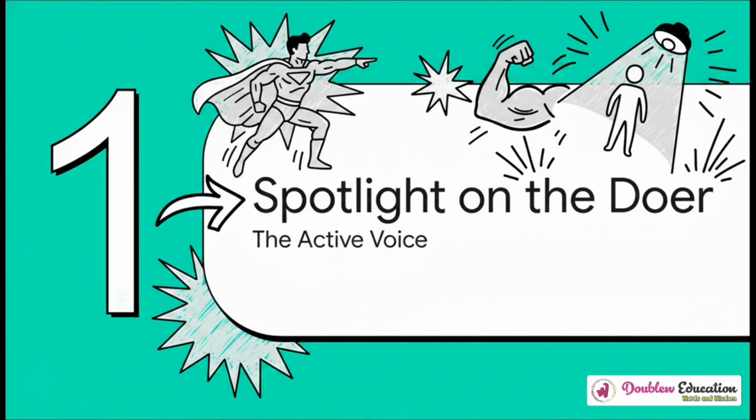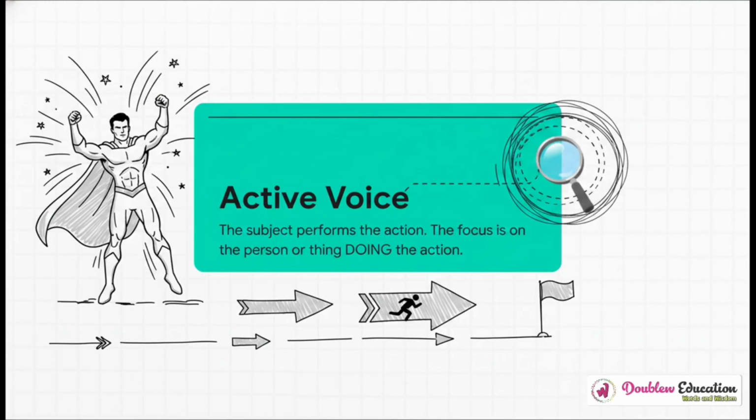This is what we call the active voice, and it's all about putting the hero, the person or thing doing the action, right at the very beginning of the sentence. So, in the active voice, the whole sentence is built around the subject. You can think of the subject as the hero of the sentence. All the focus is on what this hero is actually doing. It's direct, it's clear, and it gets straight to the point.